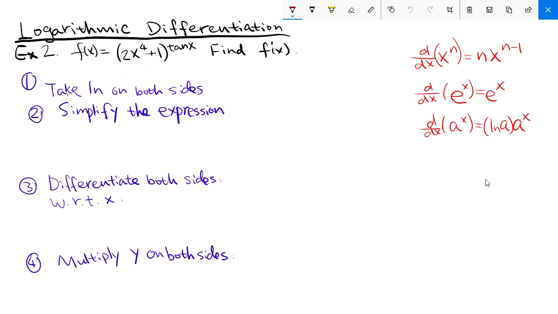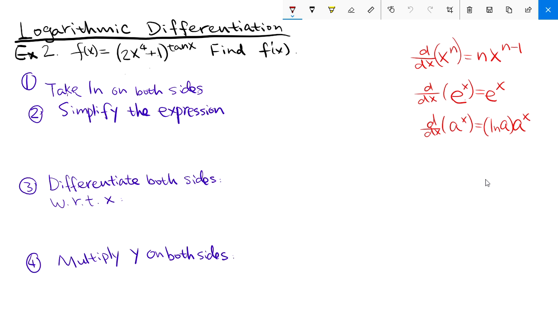Hello everyone. Now let's look at the second example for logarithmic differentiation. The first example we just looked at could be solved by using the quotient rule combined with the product rule and the chain rule. So even if you don't know logarithmic differentiation, you can still find the derivative. It's just going to be a really long answer.